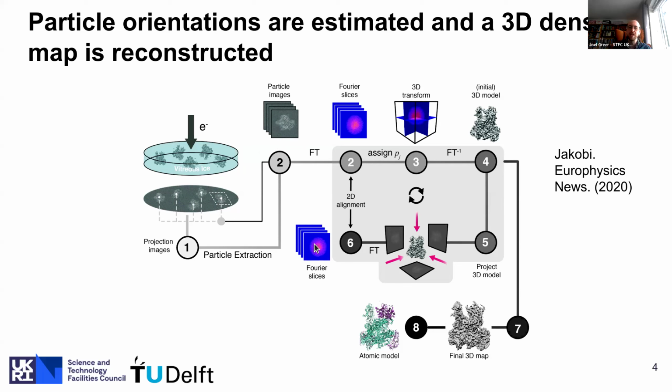You then need to estimate the orientation of each of your particle images. I'll talk a little bit more about algorithms to do that in a couple of slides' time. But once you have an estimate of the orientation of each of your particles, we can take advantage of the Fourier slice theorem. This states that the Fourier transform of a 2D projection of a 3D object is a central slice through the 3D Fourier transform of that object.